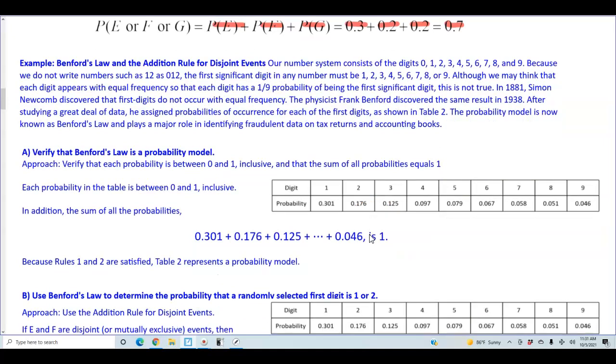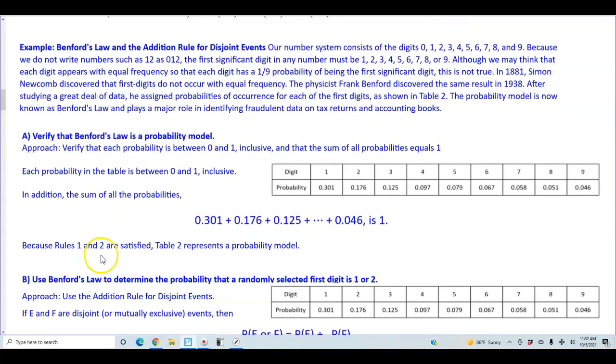For rule number 2, we want to find the sum of all the probabilities. So if we add up all the probabilities from 0.301 all the way to 0.046, we get the number 1. So therefore, we can say that because rules 1 and 2 are satisfied, this table represents a probability model.